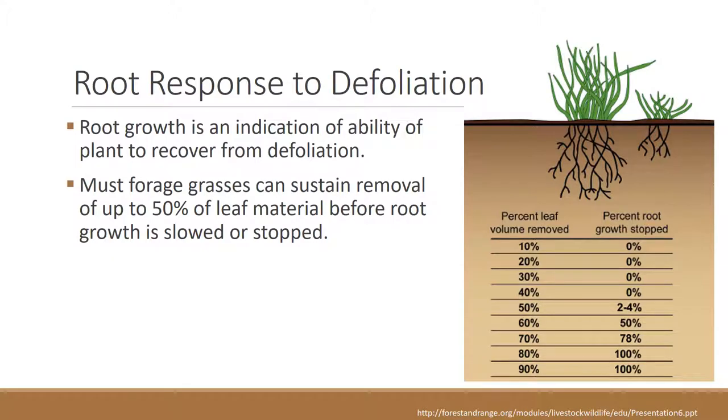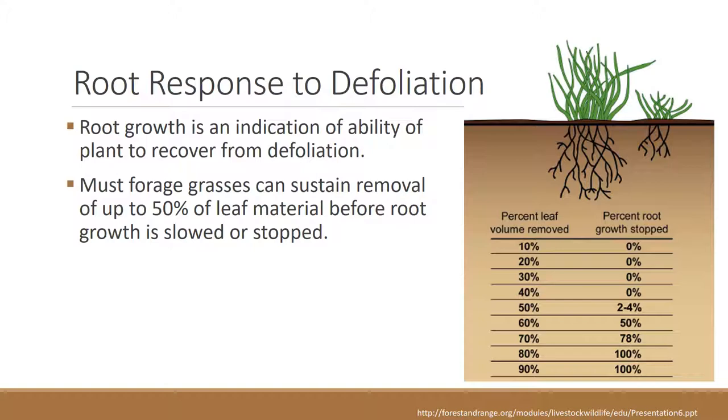Here's some of what those guidelines look like and what they were developed on. This is a graph out of some guidelines put out by the NRCS, Natural Resources Conservation Service. What these studies did is they looked at root growth, and they took forage grasses and removed the amount of biomass above ground, the leaves, and they found that when you had about 50% leaf removal, you would stop or slow root growth.